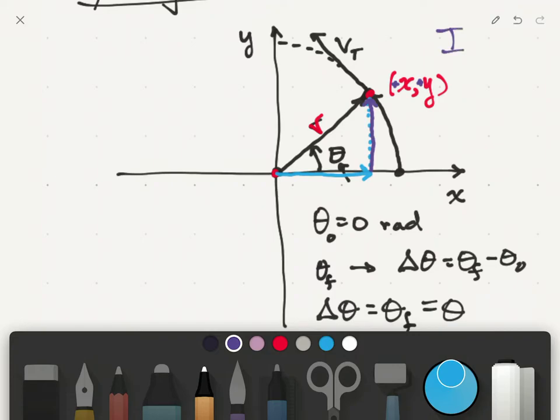This is called quadrant 1. Okay, let me get rid of those positive and negative signs, and I'll just put quadrant 1 back there. Okay.